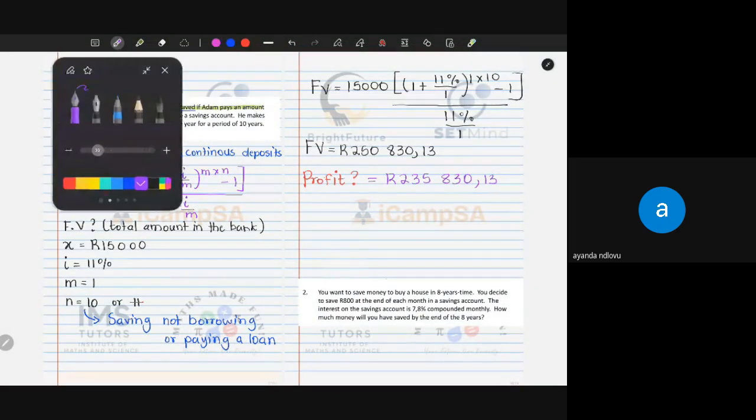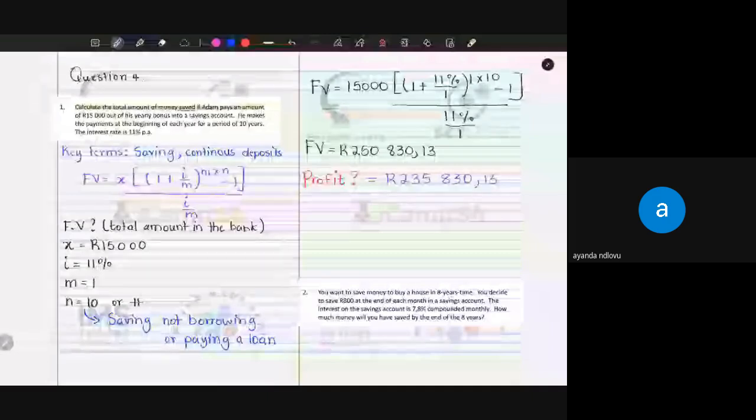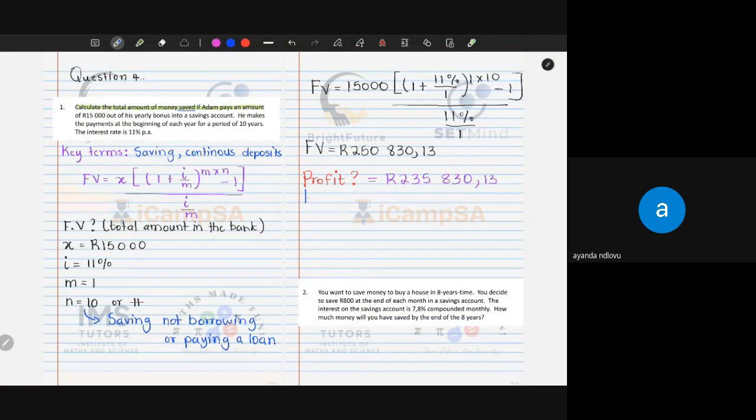Yep. So just to correct your answer a bit, Tejo, what you should look at is how much did he put in? So the total amount that he had put in after 10 years will be 10 times 15,000. Remember, he's putting 15,000 every year. So his total amount put in after 10 years would be 150,000. Do you understand? This is his total investment.